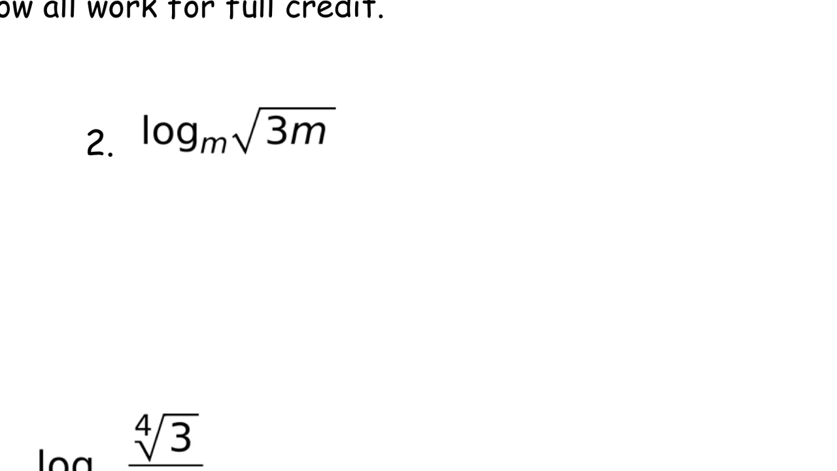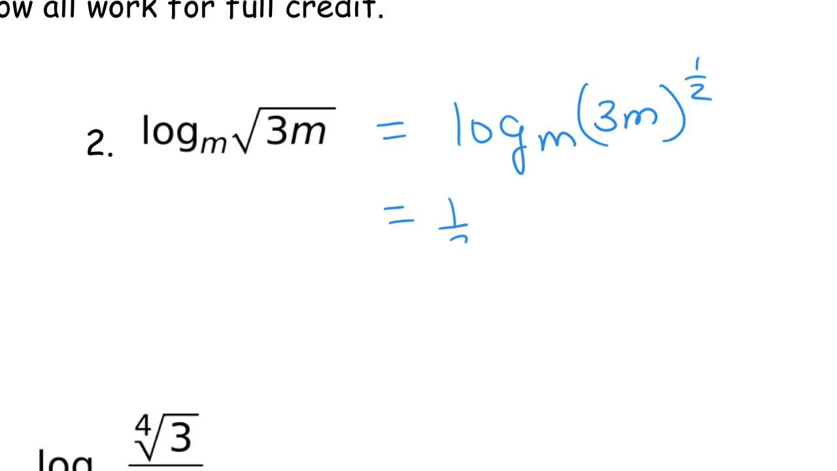Okay, so for number 2, I would probably break this into 2 steps. 3m to the 1/2. Everybody got it? So I got rid of the radical. And keep in mind that radical is now just an exponent, and we can do our exponent rule and pull it out in front.